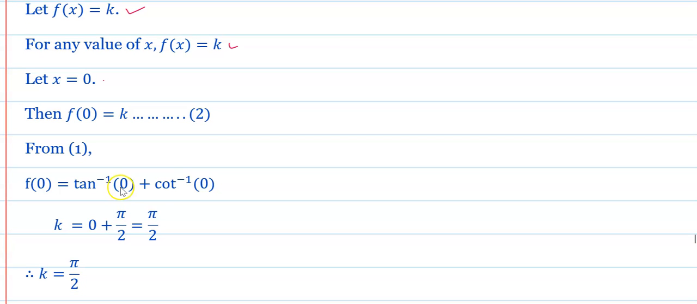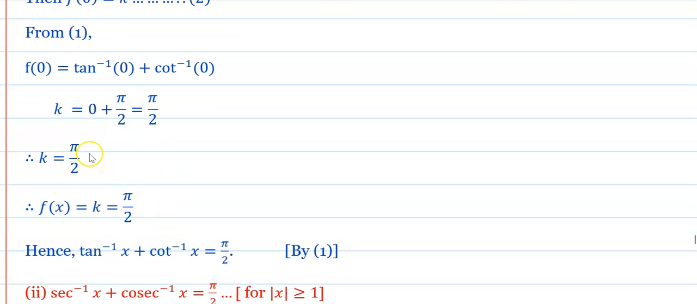Tan inverse of 0 plus cot inverse of 0. But we know that the tan inverse of 0 is 0 and cot inverse of 0 is pi by 2. So त्याचा reciprocal झाल्यामुळे तो 90 चा angle तयार होतो. Therefore it is a pi by 2. And hence the value of k is equals to pi by 2. Okay. Therefore f of x is equals to k is equals to pi by 2.